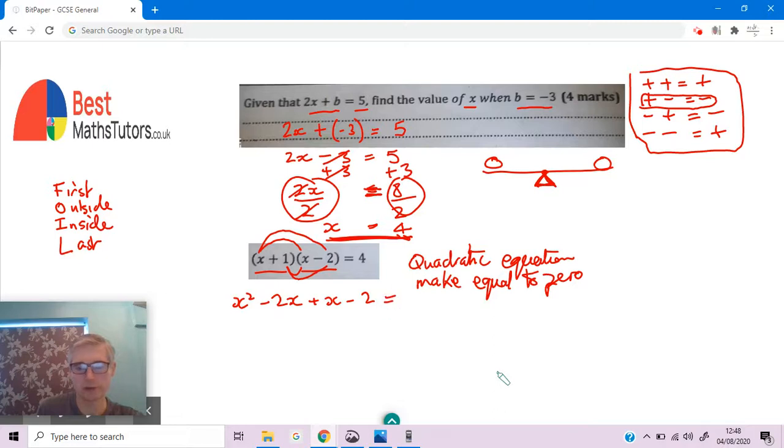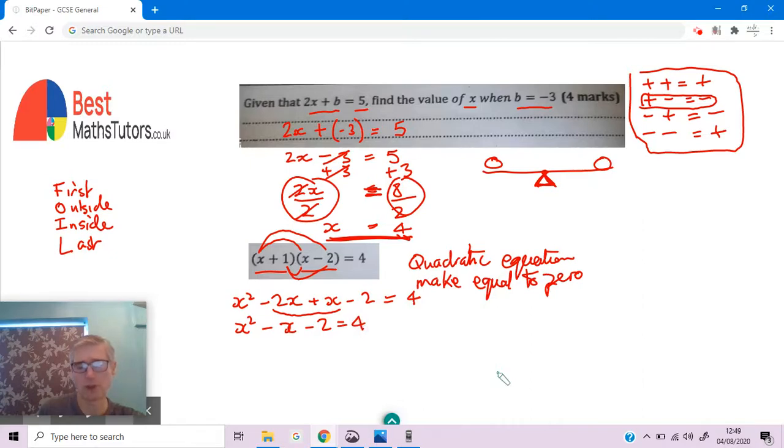Now that's still equal to 4 at the moment. So I'm just going to tidy up this. Now we've got x squared, and then we've got a minus 2x and an x. So it's like having minus 2 plus 1. So that would take us up to minus 1. So it's minus x if we simplify the bit in the middle there. And then we've got the minus 2 equals 4.